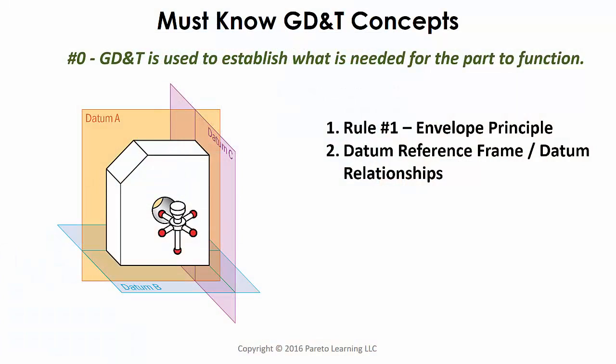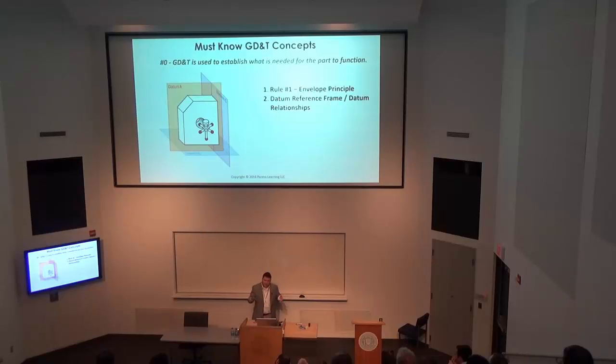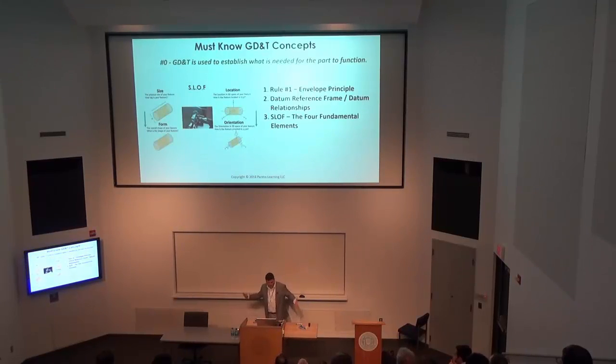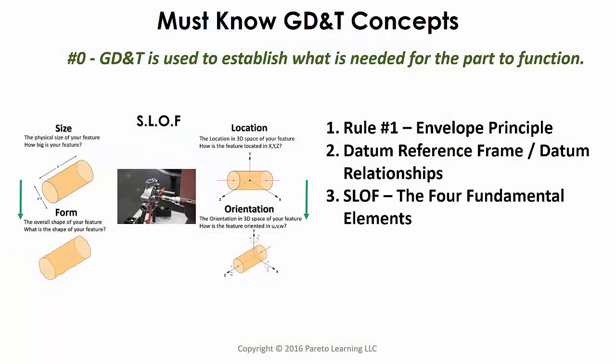The second is datum reference frame and datum relationships. You can't go anywhere without this. This is how you communicate a proper design through design, manufacturing, inspection, whether it's going to a supplier or anywhere else. This is how you relate everything back. SLOF: size, location, orientation, and form. Just like we talked about, the 4 fundamental elements of GD&T. This is where everything relates back to.